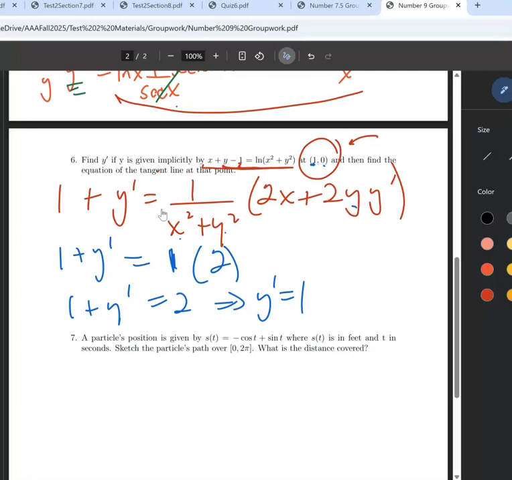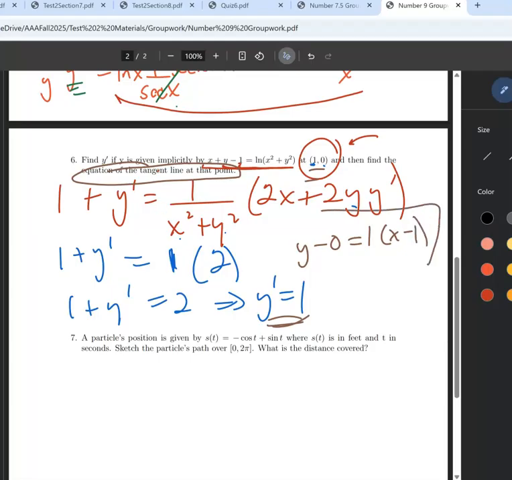Is that all? One last thing. They want the equation of the tangent line. There's our slope. There's our point. So y minus 0 is 1 times x minus 1.